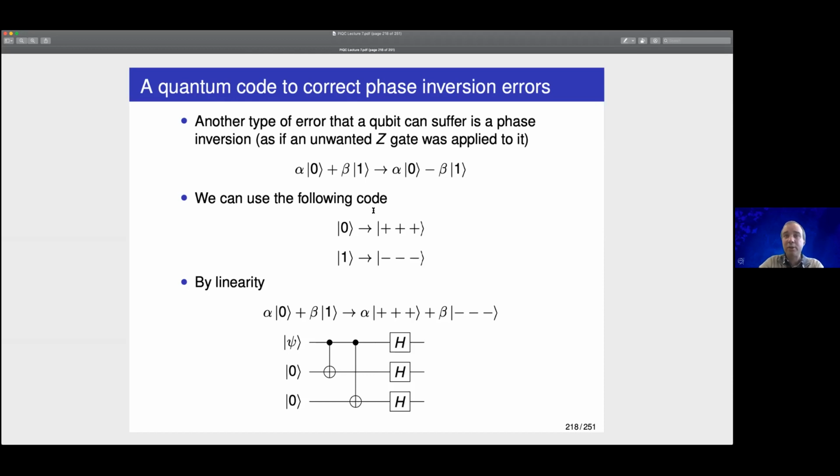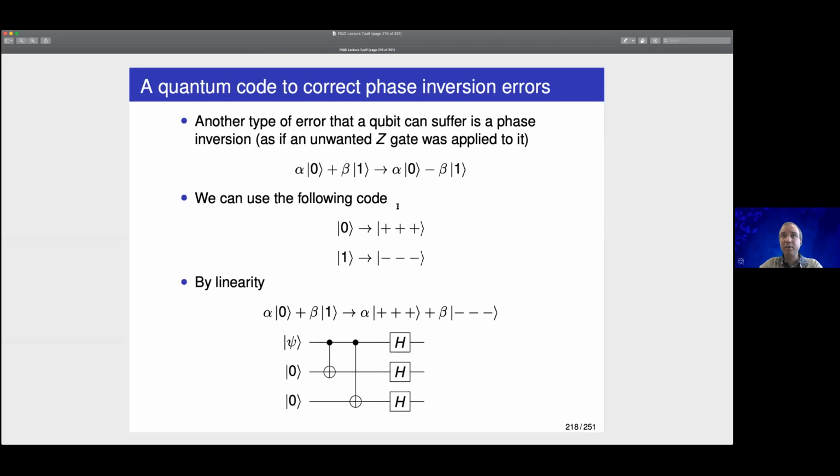Well, what we can do is to define a different code in which now the 0 is encoded as the tensor product of 3 plus states. Remember that the plus state is the superposition 1 over the square root of 2, 0 plus 1. And the 1 is encoded as the minus state, which is the superposition 1 over the square root of 2, 0 minus 1. Okay? So why do we use this encoding?